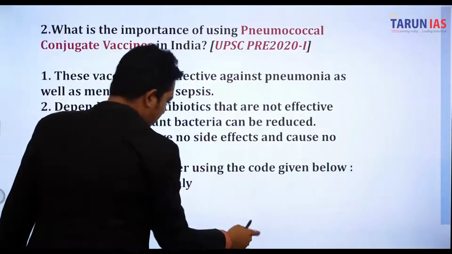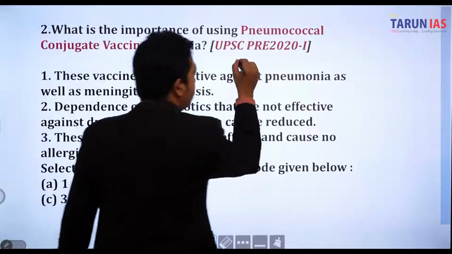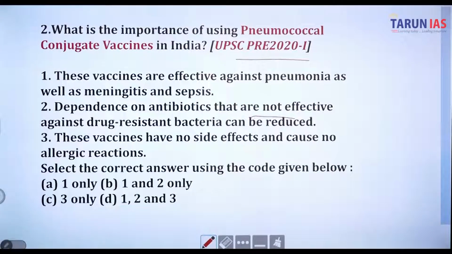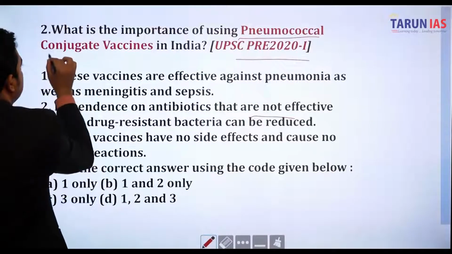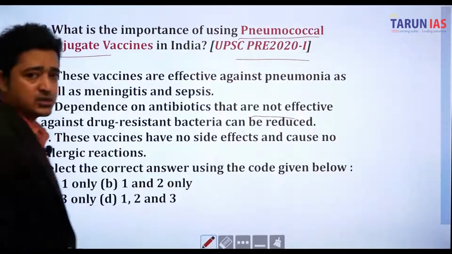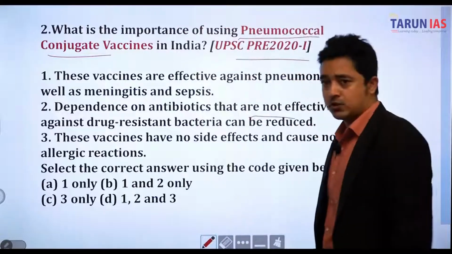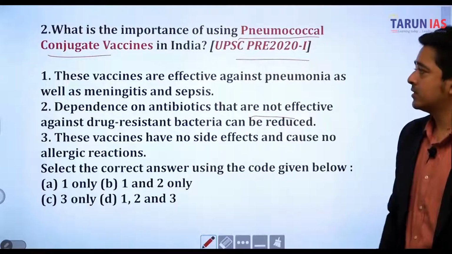Okay, here is the next question which was asked in Prelims 2020. What is the importance of using pneumococcal conjugate vaccine in India? Take your time, 30 to 40 seconds, hardly 30 to 40 seconds, and solve it, so that you will get a fair idea. So what kind of question has been asked earlier?